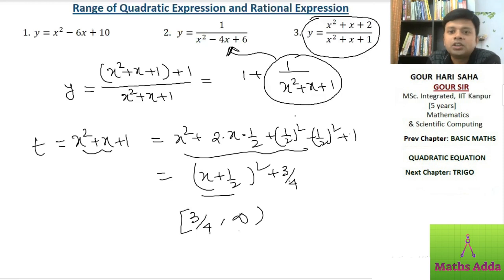Now what are you doing? You are finding 1 by t, right? So 1 by t, both positive. So how can we find the reciprocal? Go this side, this is 4 by 3. Go this side, that is 0. So this is 0 to 4 by 3.